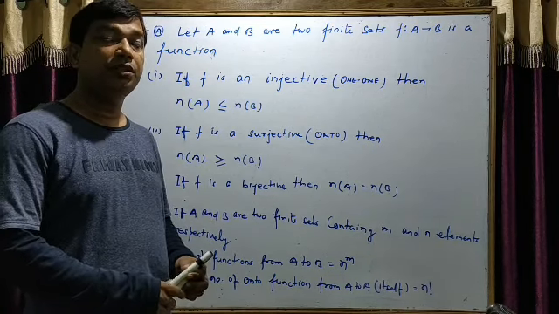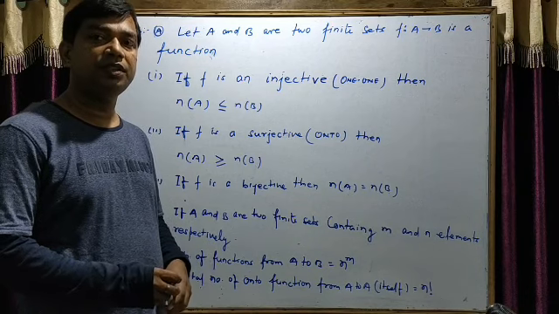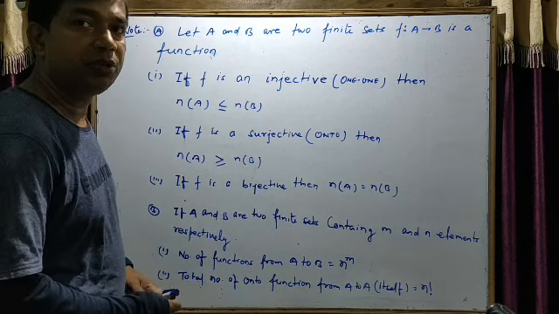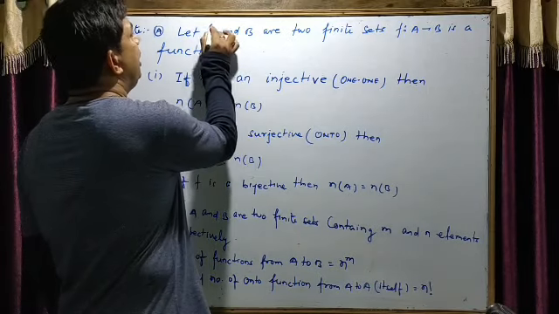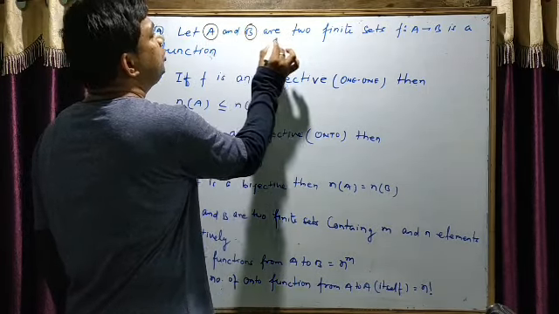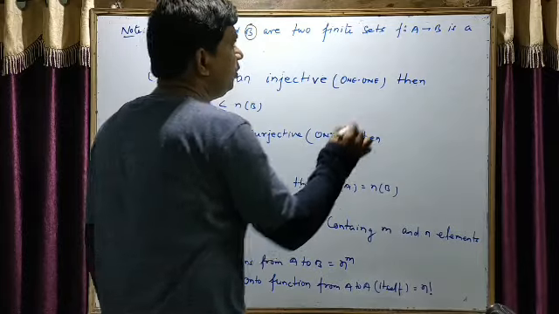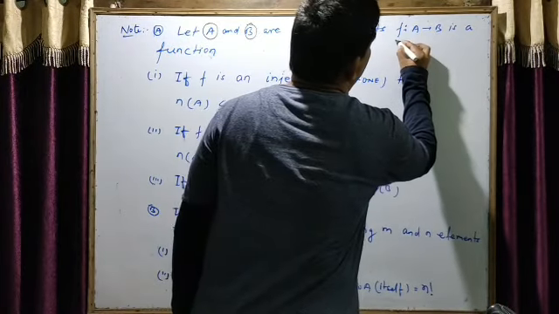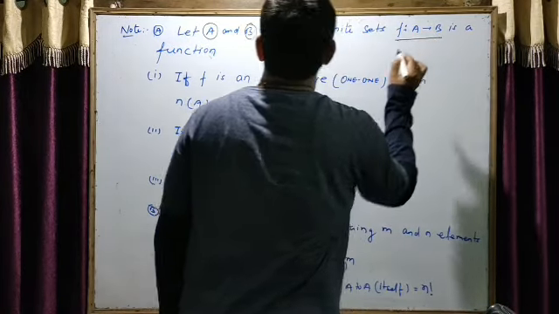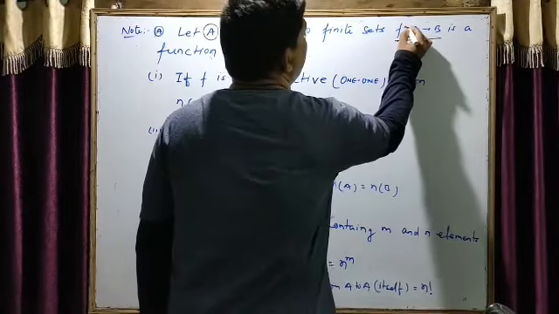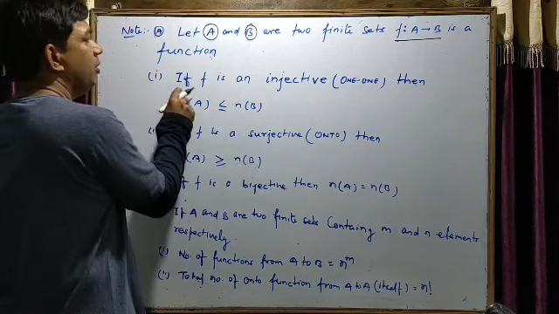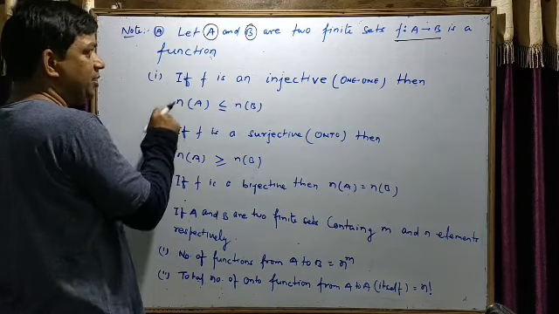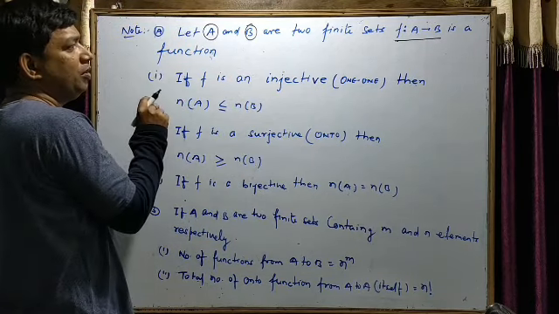You just see what is written on the board. Now I am explaining the things. First of all, it is written, let A and B be two finite sets, and f is a function from A to B. Then we have some points that we have to take as a note.